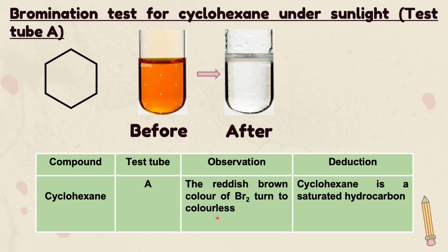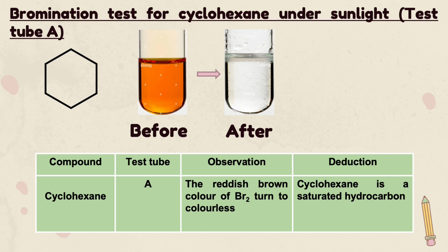So, what can I deduce? What can I deduce from this observation? We must remember that the deduction must relate back to the chemical test. So what is the function of this bromine test? The function of the bromine test is to differentiate between saturated and unsaturated. If we do the bromine test under UV, even alkanes, even saturated hydrocarbons, will give a reaction. So my deduction is that cyclohexane is a saturated hydrocarbon.